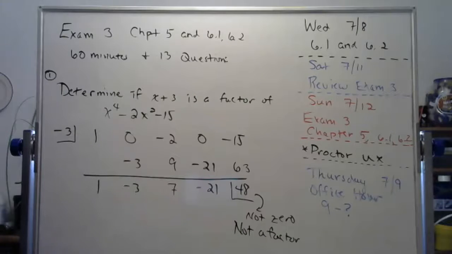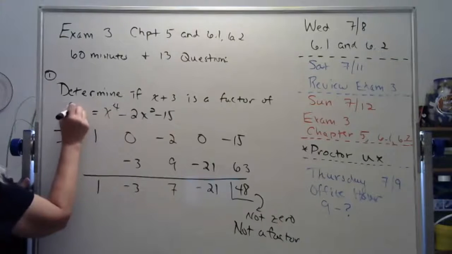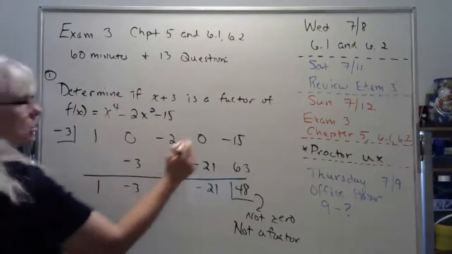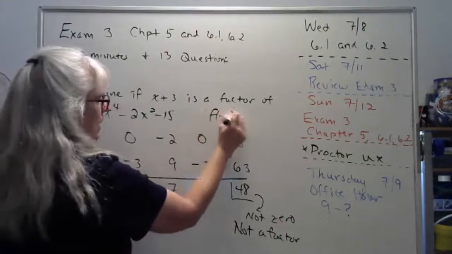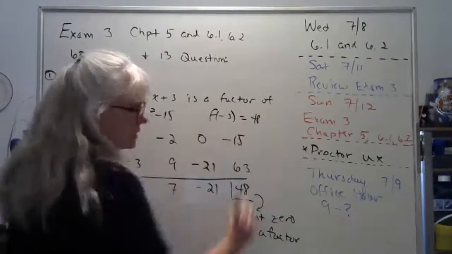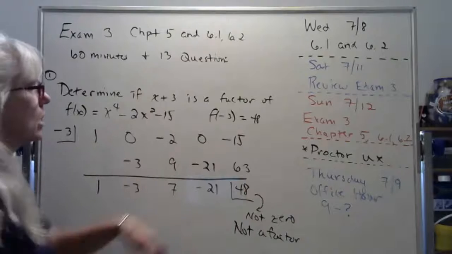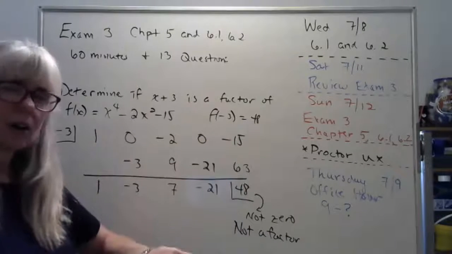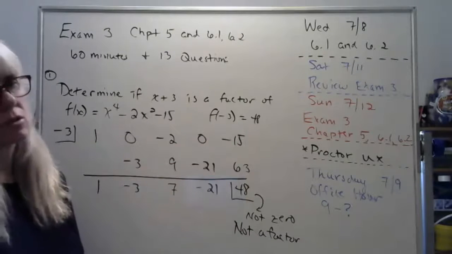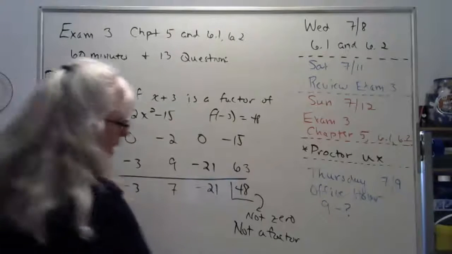An alternative way of doing this is if we had labeled this as f of x, you could have come in and found f of -3. You'll get that same answer, which is still telling you it's not a factor. So either synthetic division, and I think, Rich, this is what you were talking about, you can plug the -3 into the function. As long as the remainder is not 0, it's not a factor. Okay. So something like that.